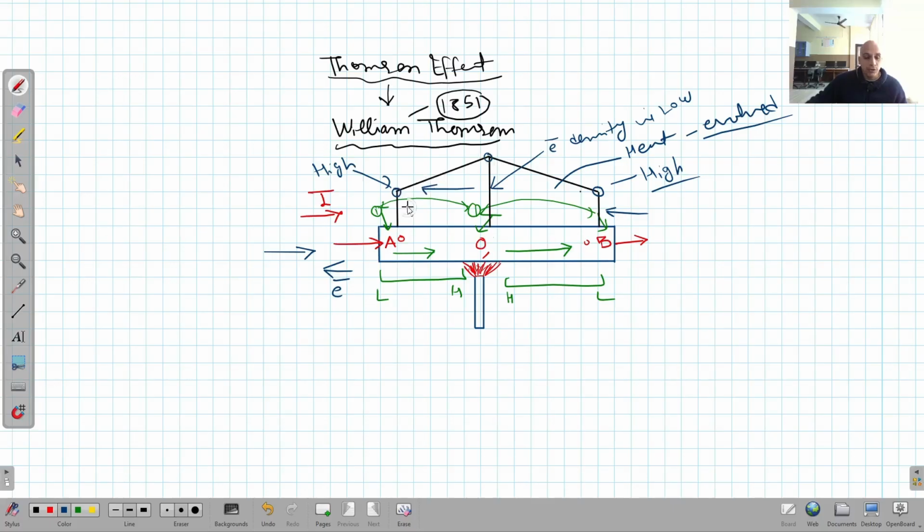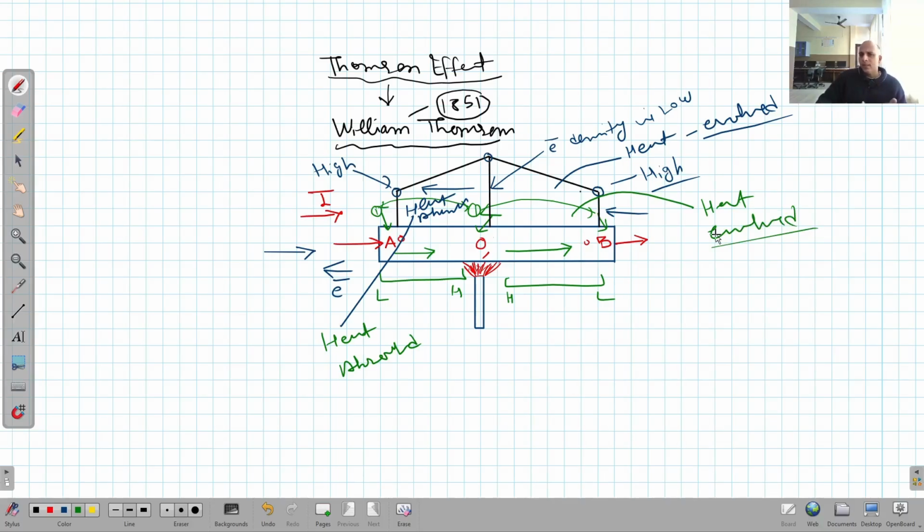It means heat should be absorbed, right? So I can highlight it separately. Heat absorbed, and here at this point, along this side of the conductor, heat will be evolved.